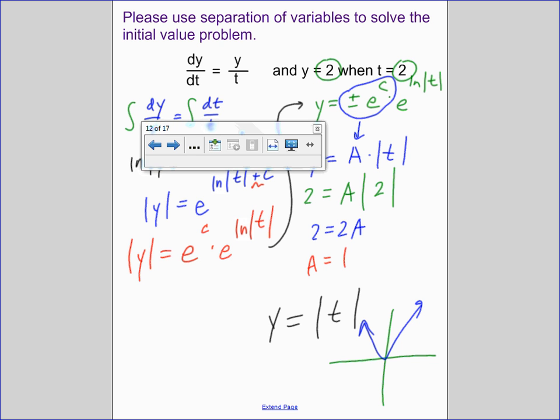What's the slope over here? Negative 1. Now let's check in our differential equation. If I plug in negative 3 for t and 3 for y, I get 3 over negative 3, which reduces to negative 1. The slope of my graph at the point (negative 3, 3).